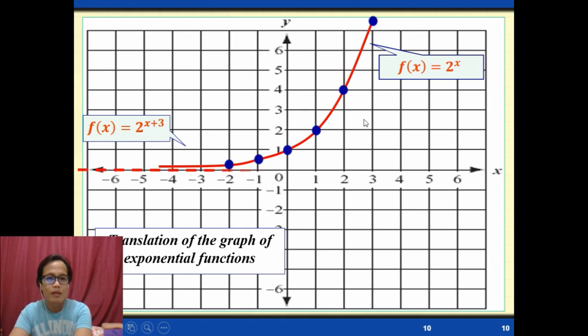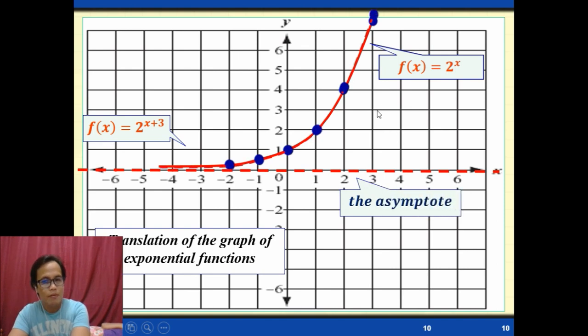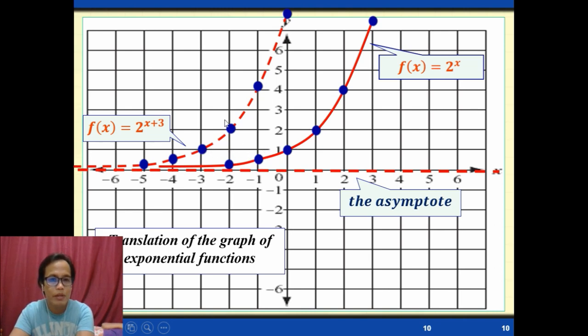So this time, again, the horizontal asymptote, our graph, the opposite of before, will move 3 units to the left. So, we have here 1, 2, and 3. 1, 2, and 3. So, this is now our graph of this function f of x equals 2 raised to x plus 3. Now, if I look at its domain, the same, its domain is real numbers, and the same for its range, y is greater than 0.